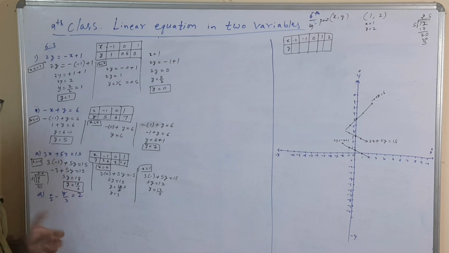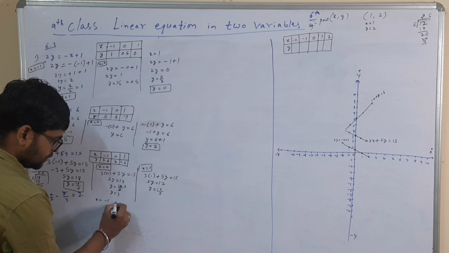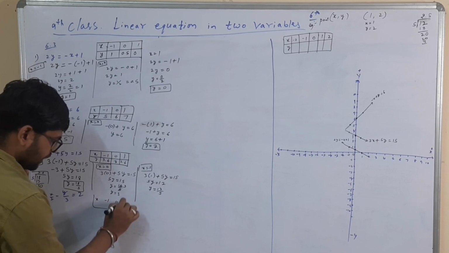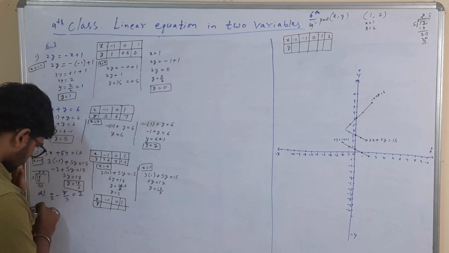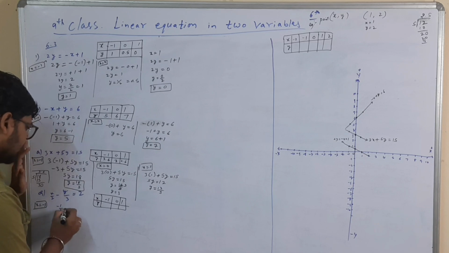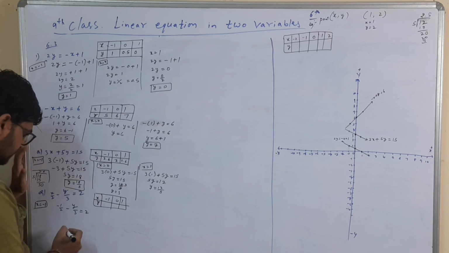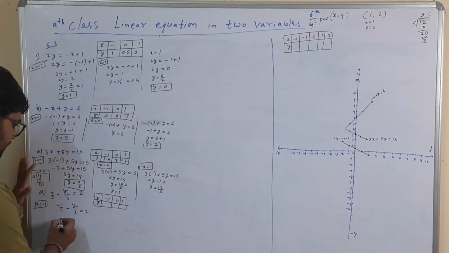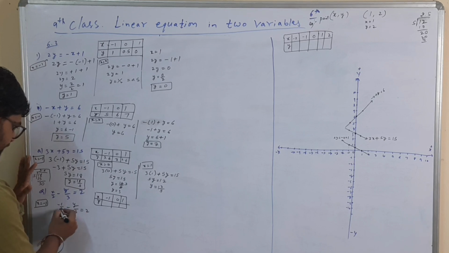Now we go for this one, same thing. We do it like this only. We put x equal to minus 1, 0, 1, then we get the y values. Let's find the y value. Whenever x is equal to minus 1, we have minus 1 by 2 minus y by 3 is equal to 2. It is better to take cross multiplication here. So I am taking LCM 6.